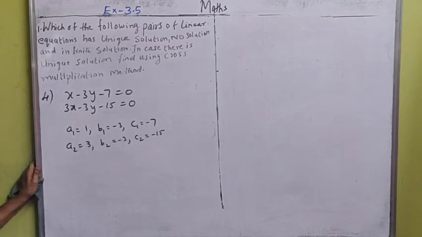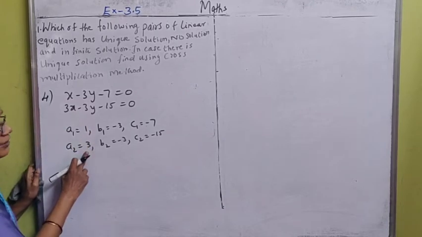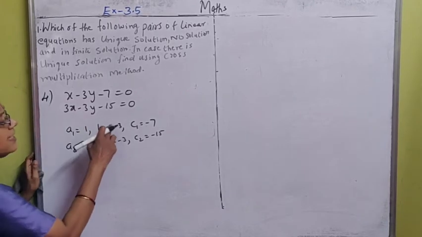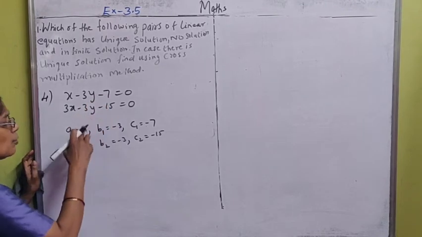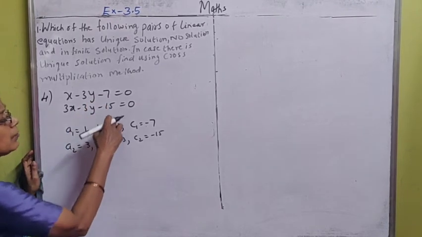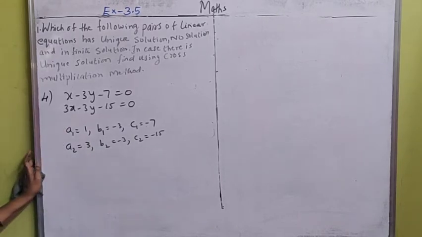Now let us see. First we will take the unique solution. What should be the unique solution? A1 by A2 should be not equal to B1 by B2. Let us check orally. 1 by 3. Then minus 3 by minus 3, the minus sign cancels, so it is 1. So 1 by 3 is not equal to 1. So here only we got it. What type of solution is it? Unique solution. So we came to know how to do it. Oral inspection will save your time.